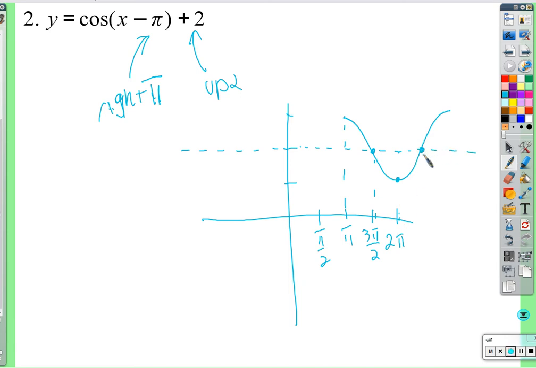Where will it cross the midline again? At 2 pi would be 3 pi over 2 plus a pi, 5 pi over 2. Okay, this guy used to be right here, the maximum used to be at 2 pi. 2 pi plus pi is 3 pi. I got it. Yeah, it's 3 pi right there.